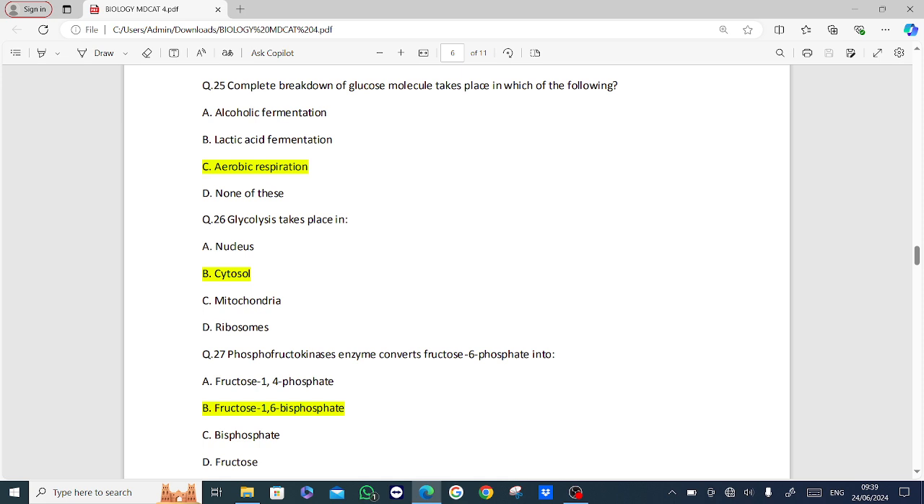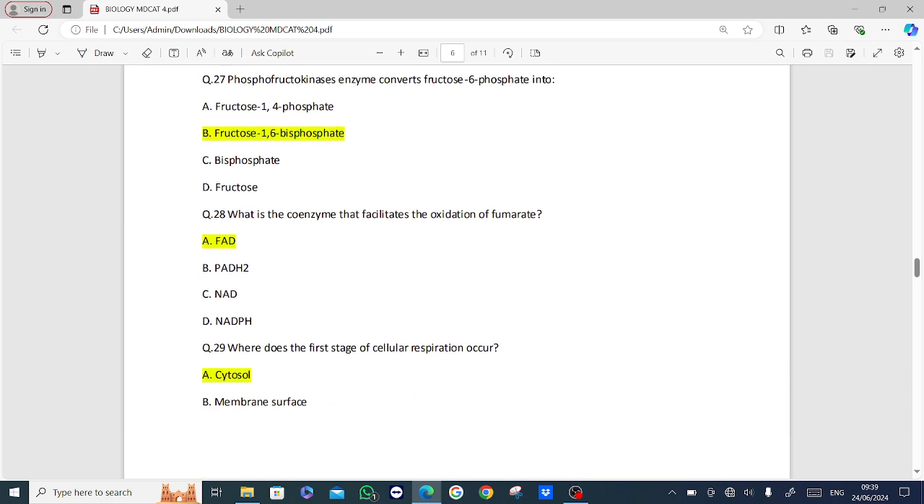Next MCQ is: phosphofructokinase enzyme converts fructose 6-phosphate into. Options are fructose 1,4-phosphate, fructose 1,6-bisphosphate, bisphosphate, fructose. Answer is option B, fructose 1,6-bisphosphate.